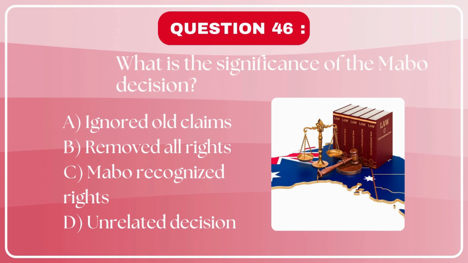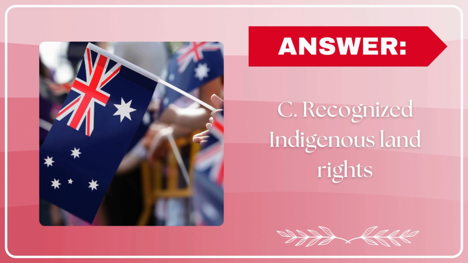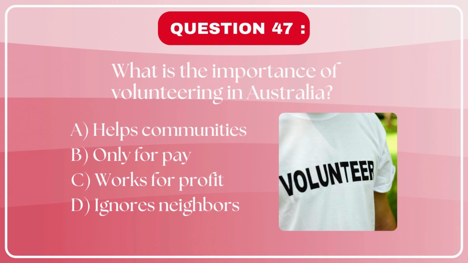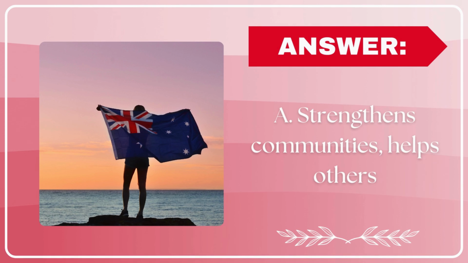What is the significance of the Mabo decision? Recognized Indigenous land rights, overturned terra nullius. What is the importance of volunteering in Australia? Strengthens communities, supports those in need, promotes civic engagement.